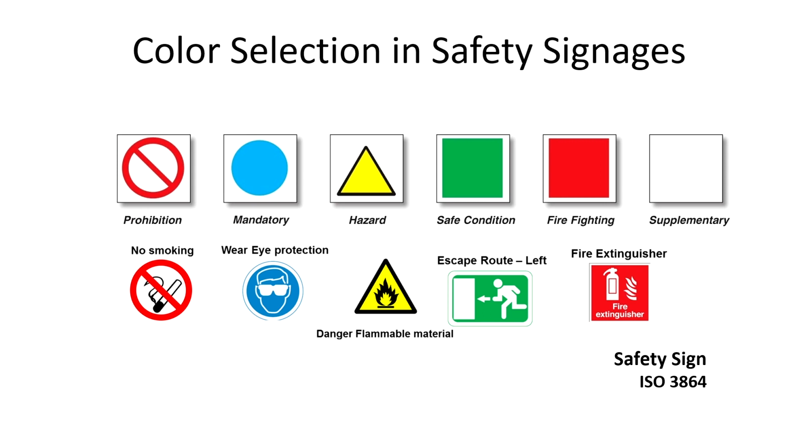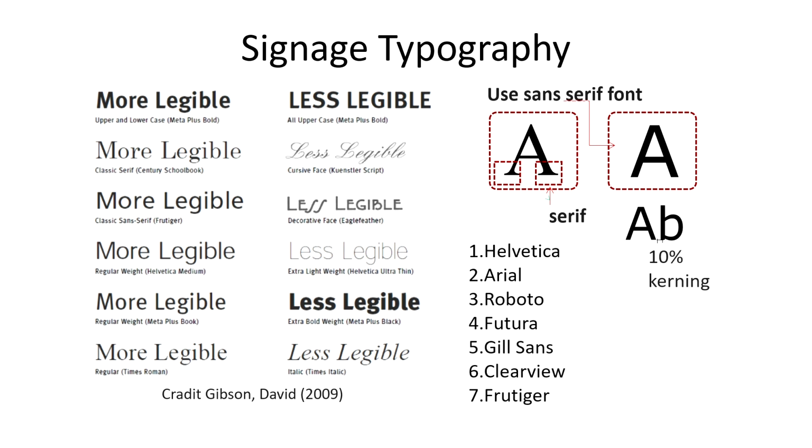Red signifying the danger, so fire extinguisher sign, and any other important information which can be written on the white background, which is supplementary information. Now let's talk about the typography.